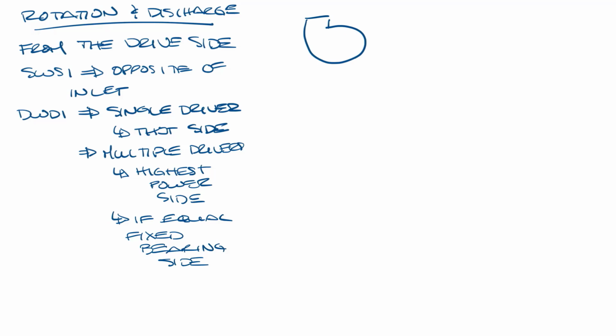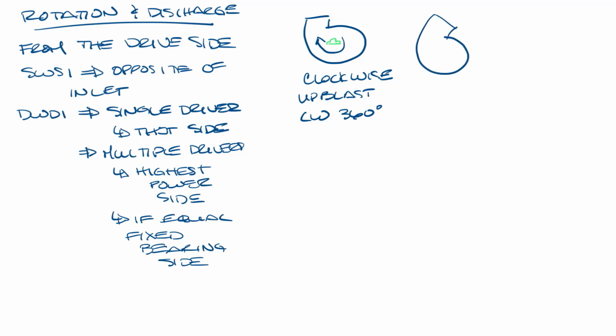So if the fan is oriented like this, with the discharge facing up and the bearing pointed at you, then this is a clockwise rotation up blast fan. So you'll see CW 360. If it has an orientation like this, and my angles are obviously not going to be exact here, then this is also clockwise rotation, but it is a 45-degree angle. And one more example of clockwise, this down blast, this would be clockwise 180.